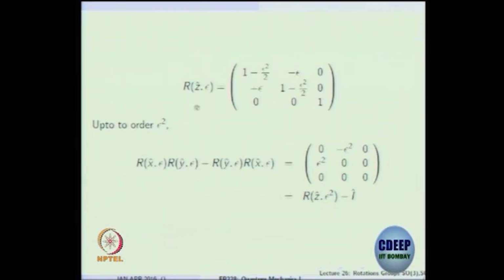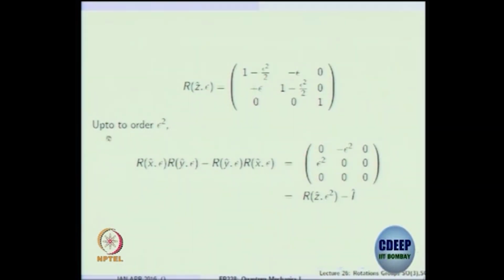If you do that, you will find that the right hand side is this matrix, and if you compare it with the rotation about z of epsilon, you can say that it is a rotation about the z axis by angle epsilon squared. Just check this. You remove the diagonal element, so minus the identity. This is just to indicate that the matrices of SO(3) do not commute. The right hand side is non-zero.